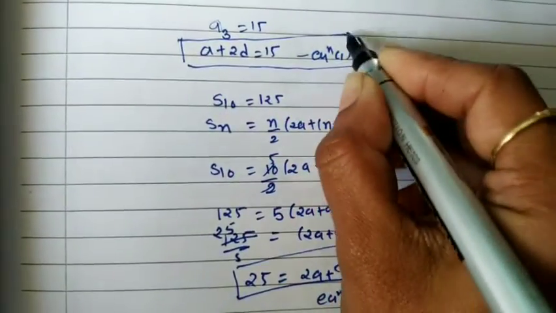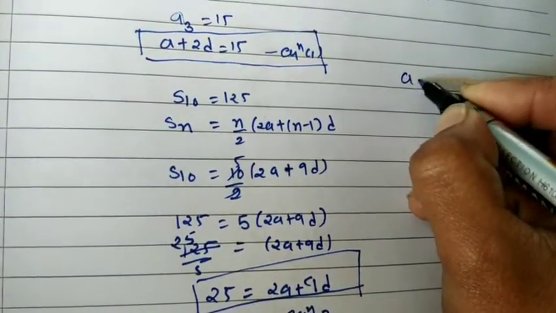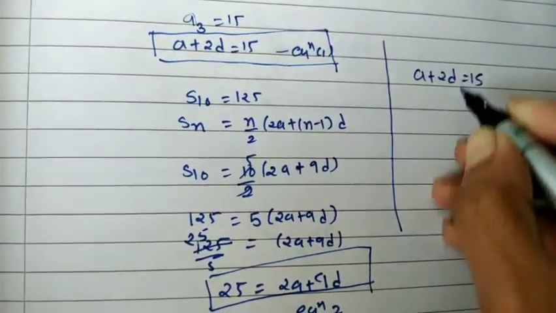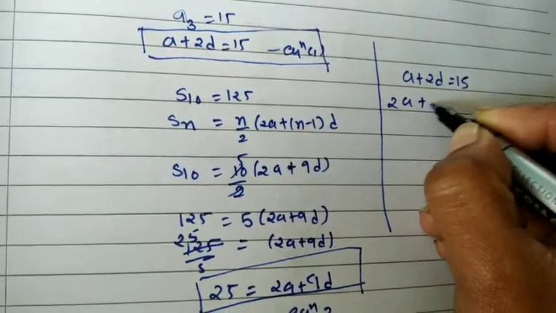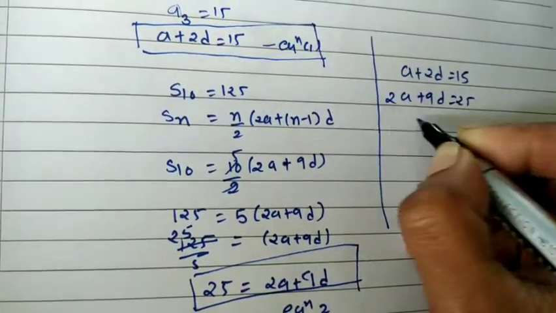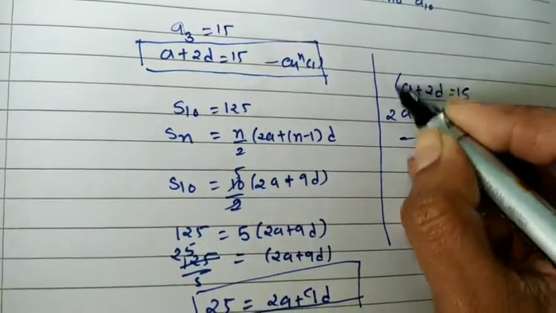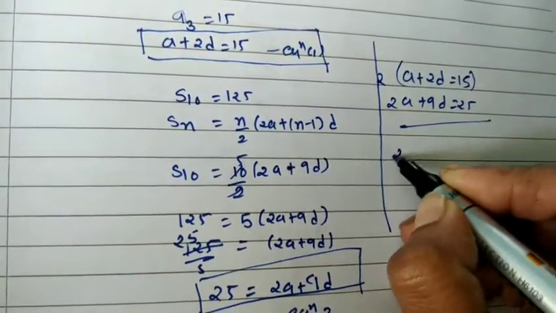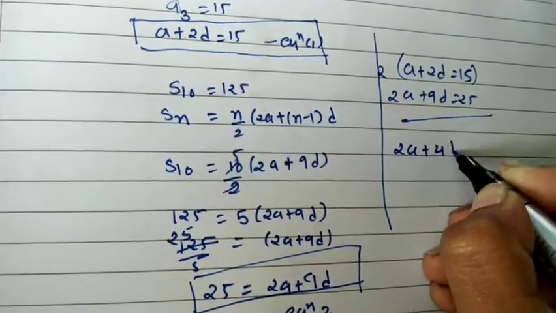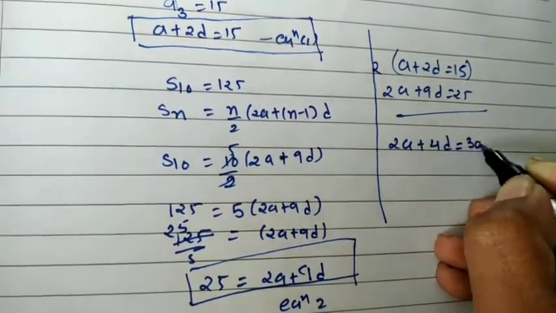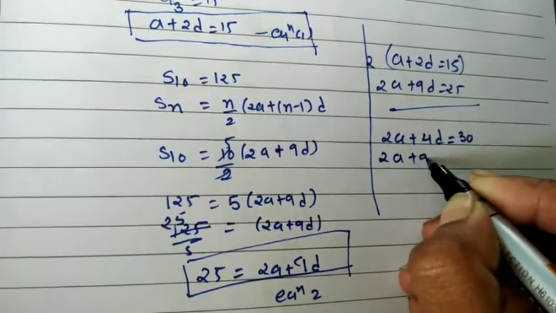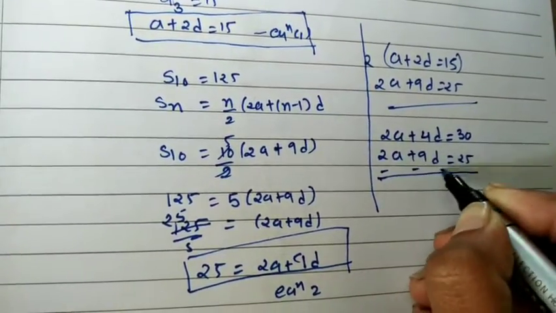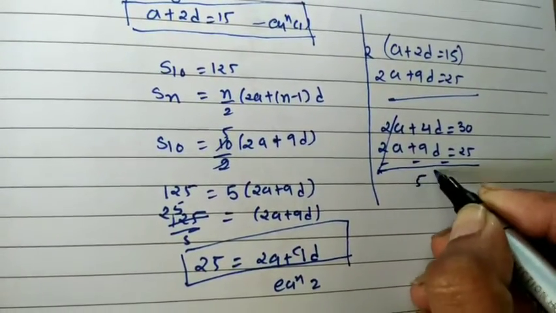Then we are doing the elimination method. Let me write a plus 2d equals 15, and the other one, 2a plus 9d equals 25. Here the coefficient of a is different, so we will multiply by 2, so it becomes 2a plus 4d, and that equals 30. Equation number 2 we will keep as it is. Here we will change the sign, so it becomes minus, minus, minus. 9 minus 4 becomes 5d.